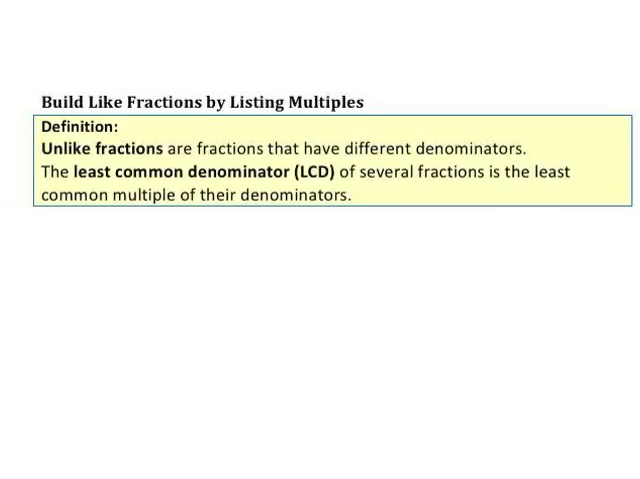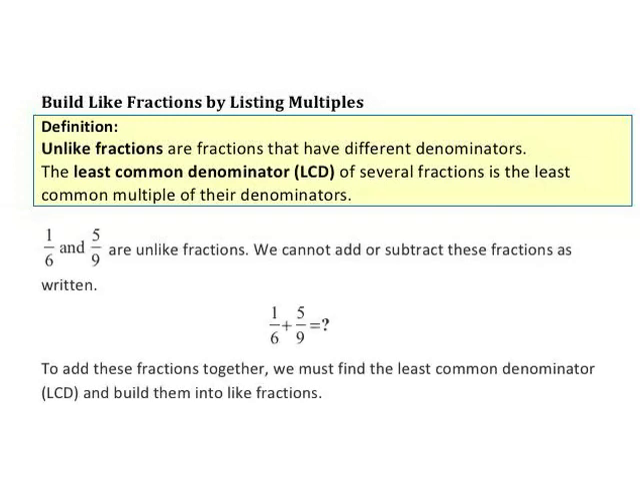Build like fractions by listing multiples. Let's start with some definitions. Unlike fractions are fractions that have different denominators. The least common denominator, or LCD, of several fractions is the least common multiple of their denominators. 1/6 and 5/9 are unlike fractions because their denominators are different. We cannot add or subtract these fractions as they're written.